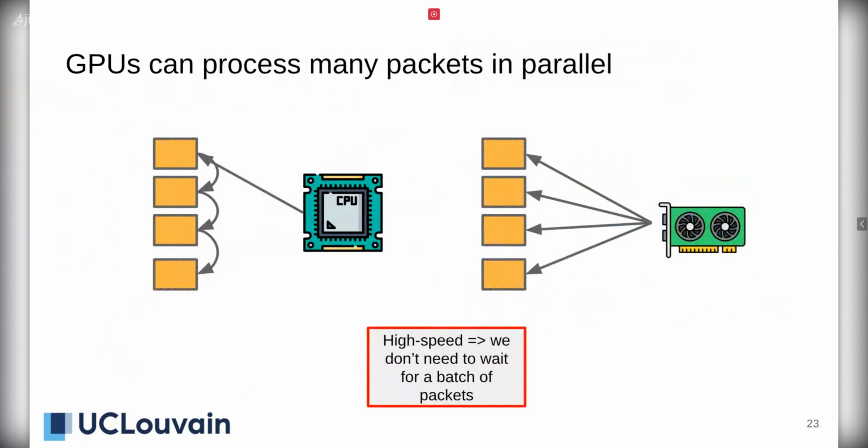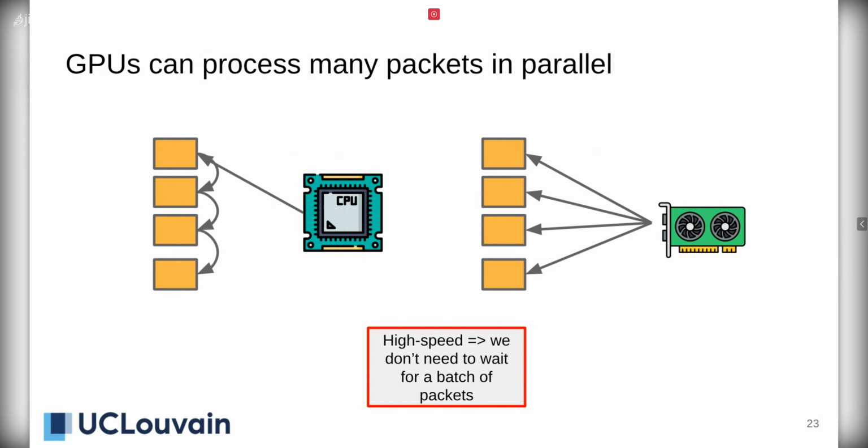To understand why, as I said before, in packet processing we like receiving batches of packets. In the case of the CPU, if you receive a batch of packets, the CPU still needs to go through each packet one by one to process them. But on the GPU, the approach is different because the GPU has many threads. So when you receive a batch of packets, you can process all the packets in the batch in parallel. This is much more efficient.